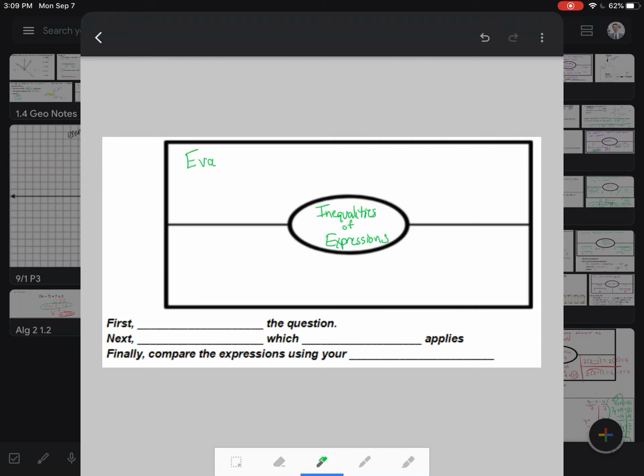And this is when we are evaluating expressions to determine whether they are greater than, less than, or even equal to, or any combination of those things together.